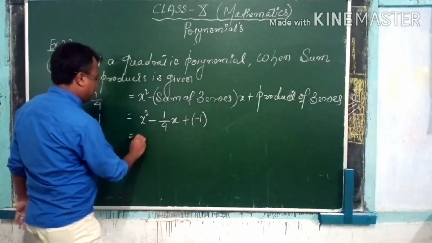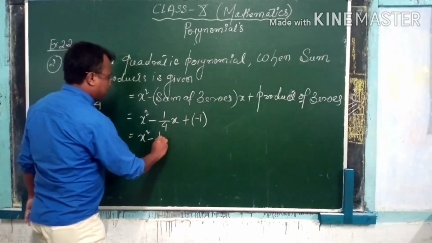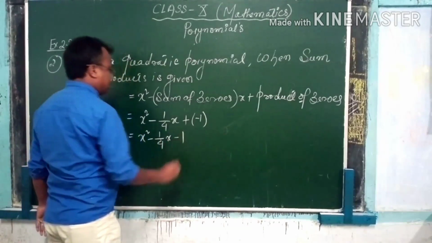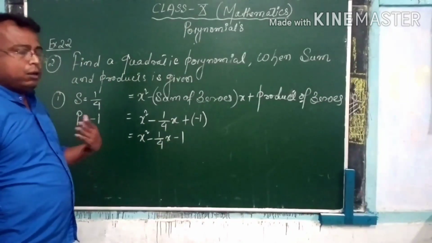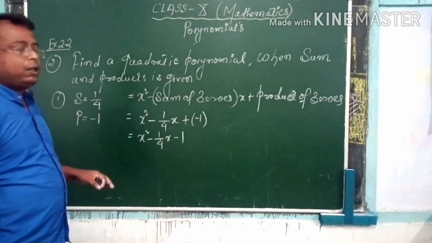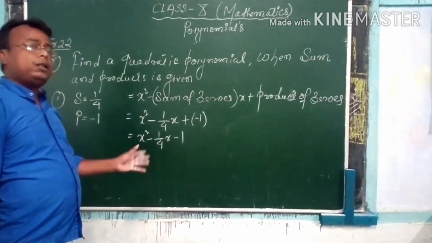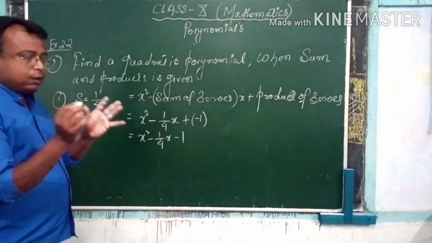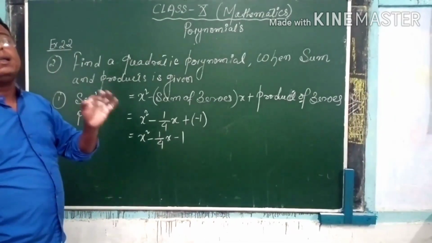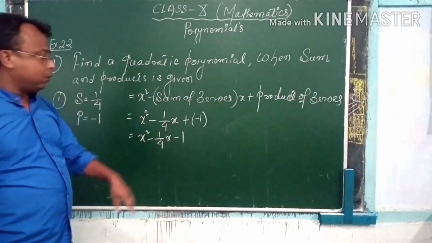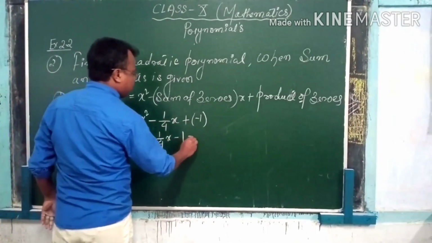Minus 1, so it is equal to x square minus 1 by 4x minus 1. First of all, as I told you earlier, it is easy for you if we make it an equation. After the equation, you form the quadratic polynomial, then it will be a little bit easy for you. So first of all, you make it an equation, it means equate to 0. So I will equate this one to 0.